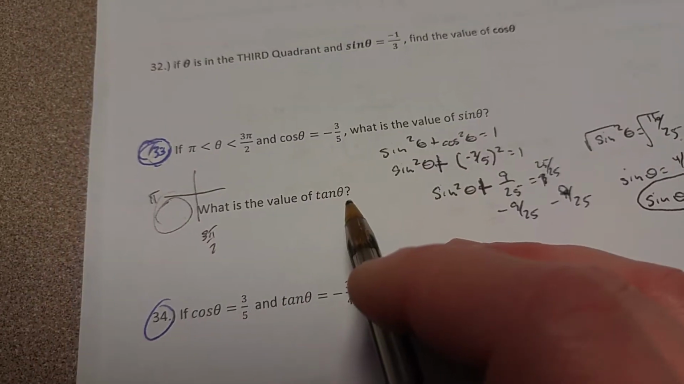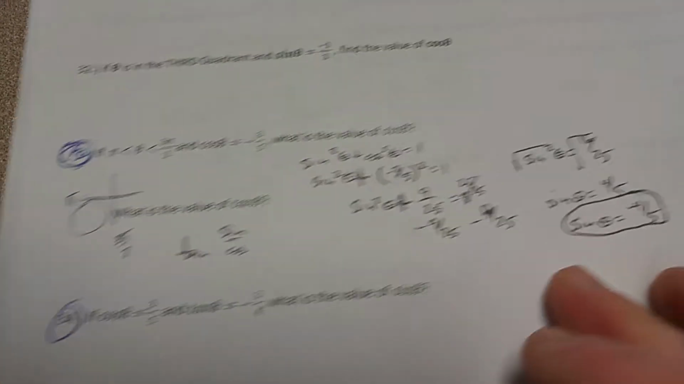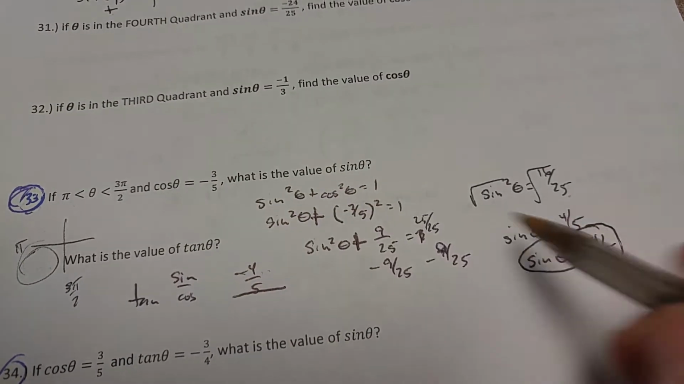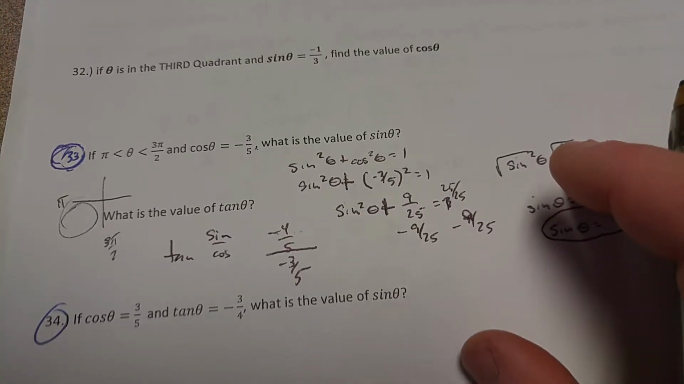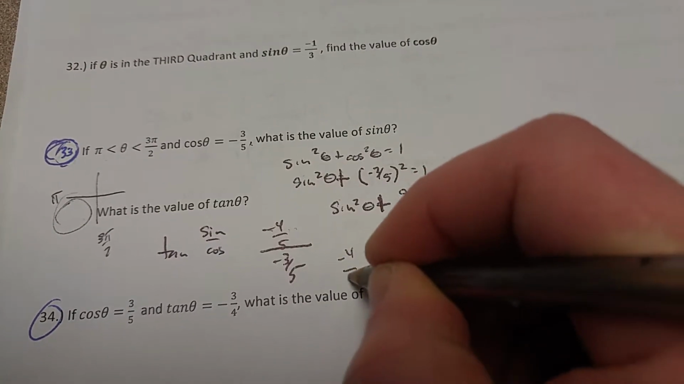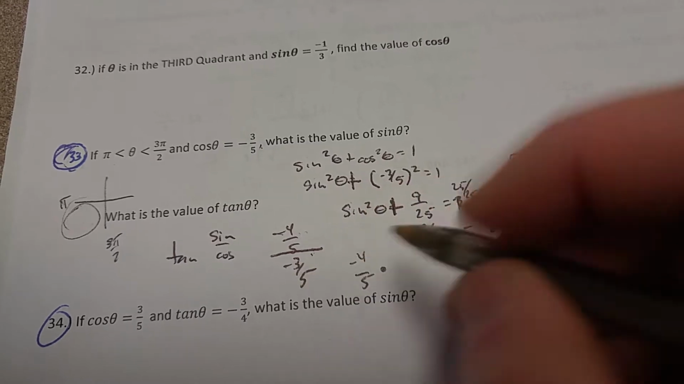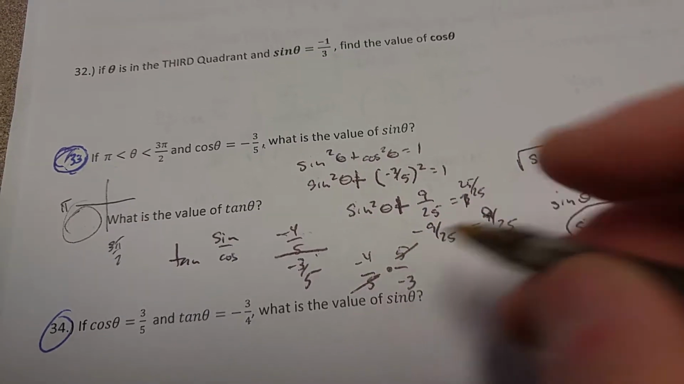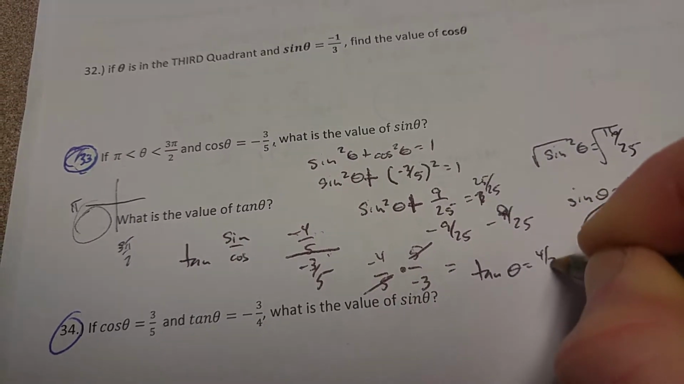And remember, for the second part here, tangent is sine over cosine. So I'm going to take this sine value, this negative 4 over 5, and I'm going to divide it by my cosine value given up here, negative 3 over 5. And remember, when you divide fractions, you keep, change, flip. So we're going to keep the first fraction. We're going to change this division sign to multiplying, and we're going to flip the second fraction. So these cancel, the negatives cancel, and the answer to tangent of theta is 4 over 3.